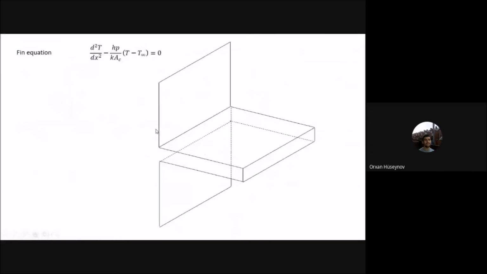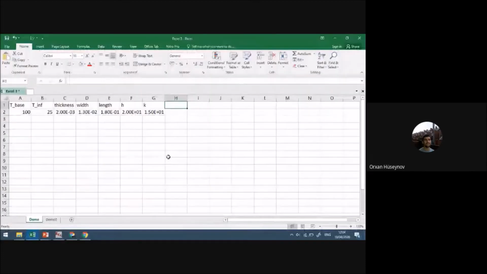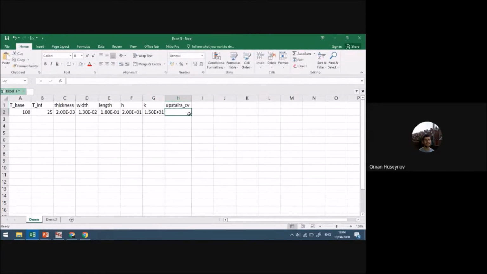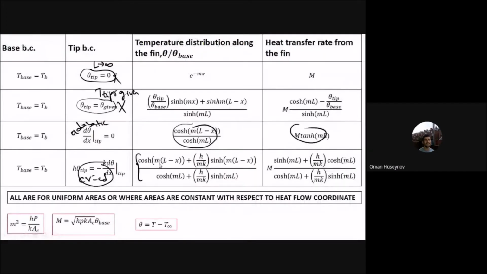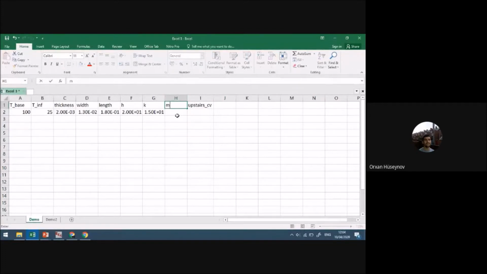Now first let's use the convective tip as we have said. First we should write the formula. I will write the formula first upstairs and then downstairs and then divide, because if you write all of the formula at the same time, it will be very confusing. So first I will write downstairs, upstairs, for the CV. For the upstairs of the CV, I will need the m value.